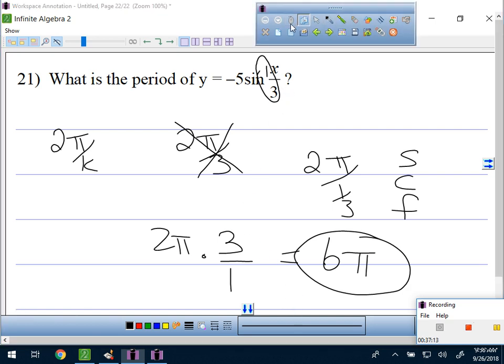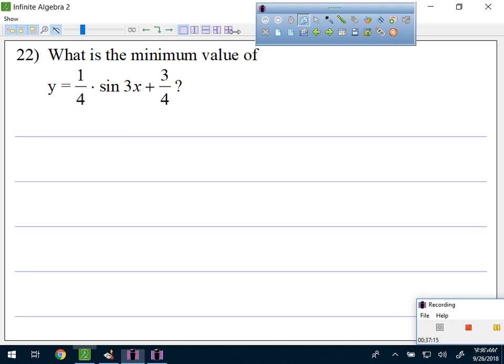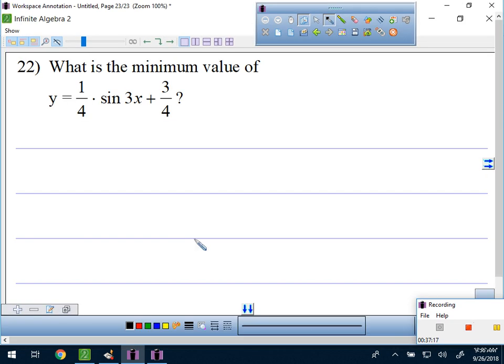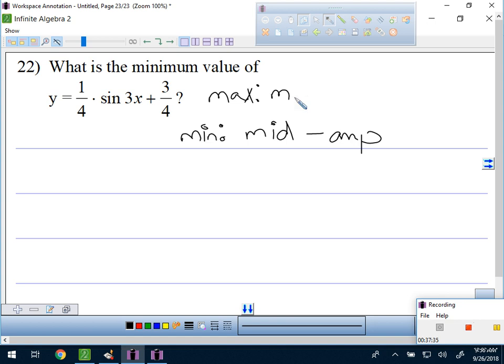All right, for 22, this wants you to find the minimum. Now, guys, I want to say this. I could go either way on the test. I could ask you for the maximum or the minimum. So this is just asking the minimum, but it's done the same way. To find the minimum, remember, you take your midline and you subtract your amp. That's how you find the minimum. And if you need to write this down, you can. But the way you find your maximum is you do your midline plus your amp. But we're trying to find the minimum.